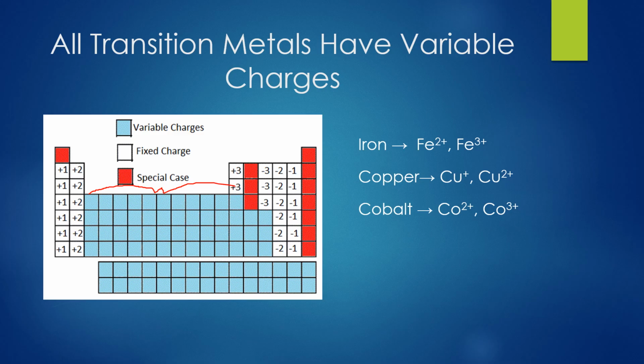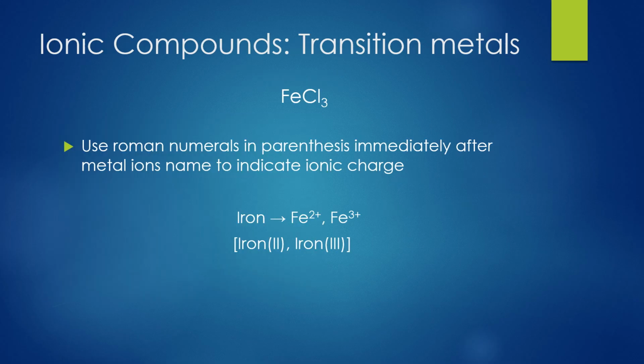So for instance, iron is a transition metal. Sometimes it's +2, sometimes it's +3. For copper, sometimes +1, sometimes +2. Cobalt, similar to iron, sometimes +2, sometimes +3. So since it has variable charges, we need to somehow indicate that when we're naming ionic compounds that have transition metals present in them. So how do we do that?